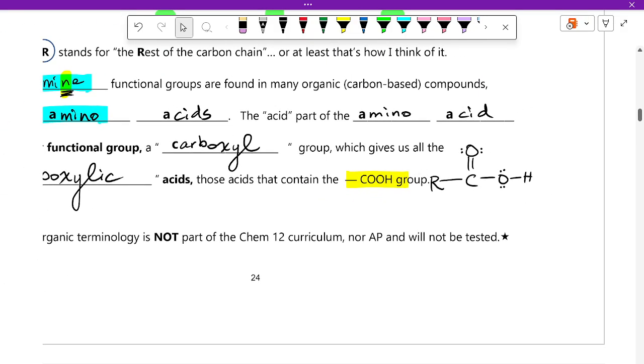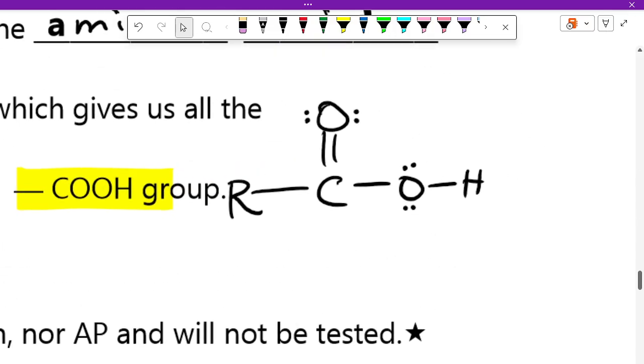Functional groups and organic terminology is not part of the AP curriculum. So you do not need to be able to spout any of this stuff. But it is nice to recognize that amines have N's in them, because if they bring it up, you know I need to use a K. What kind of K? With an amine, because amines are bases, you need to use a Kb, okay?